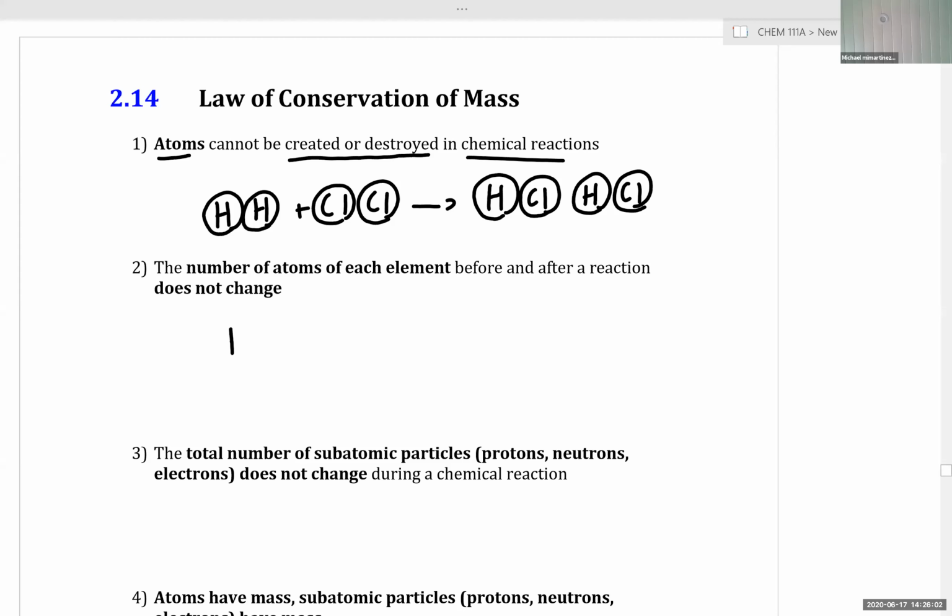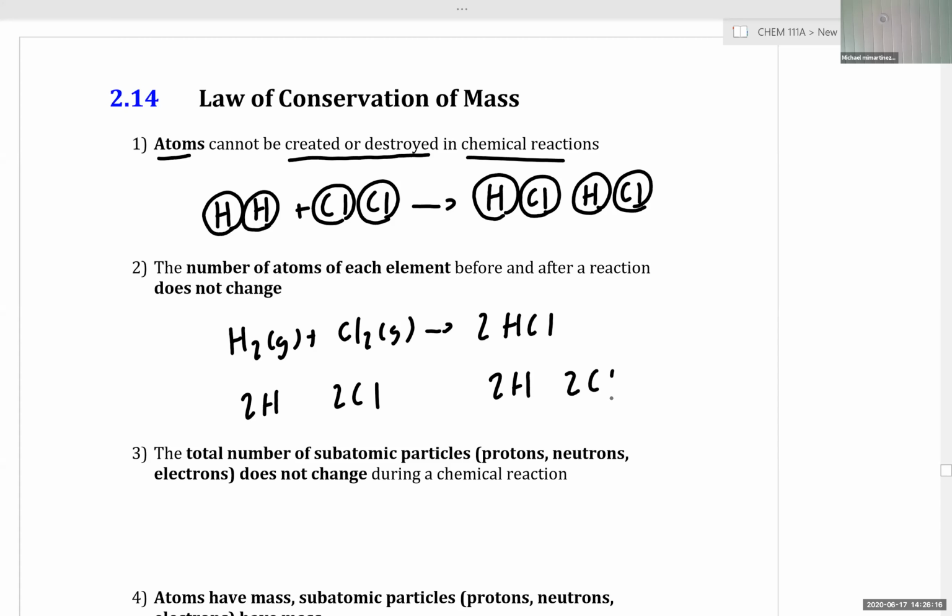If we take hydrogen gas and chlorine gas and react them to make 2 molecules of HCl, we have 2 hydrogen atoms and 2 chlorine atoms on the left. We have 2 hydrogen atoms and 2 chlorine atoms on the right. The number of atoms of each element before and after a reaction does not change.